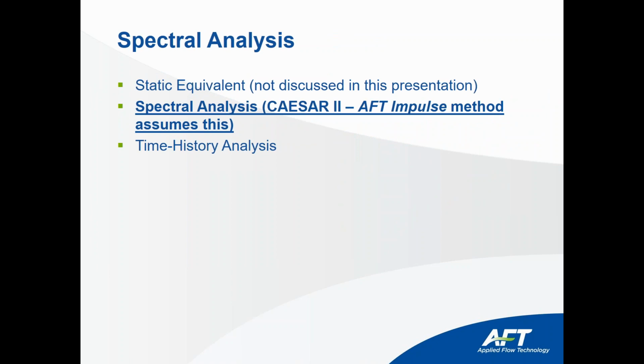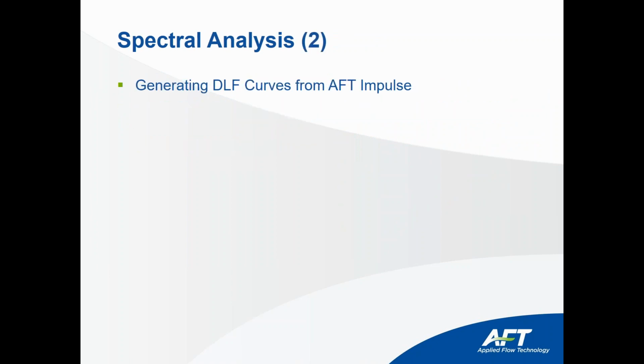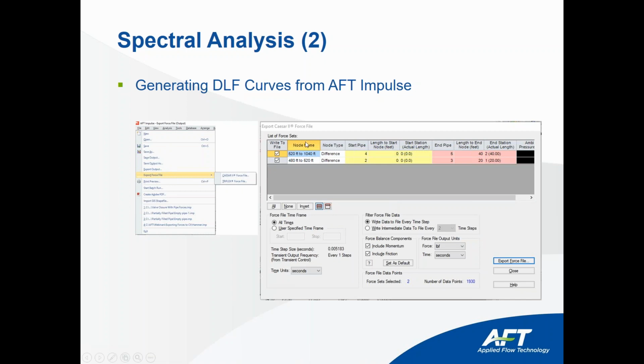So let's do a spectral analysis using Caesar. The first thing you have to do is generate the DLF curves. To do that, you would go to AFT Impulse. When you're in the output, you go to Export Force Files, and you select Caesar. When you select Caesar, it will bring up this menu.